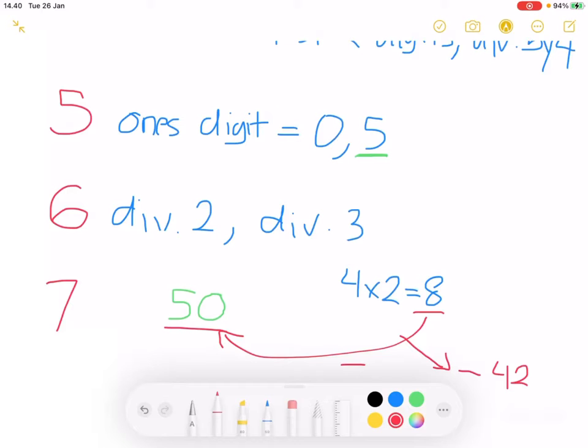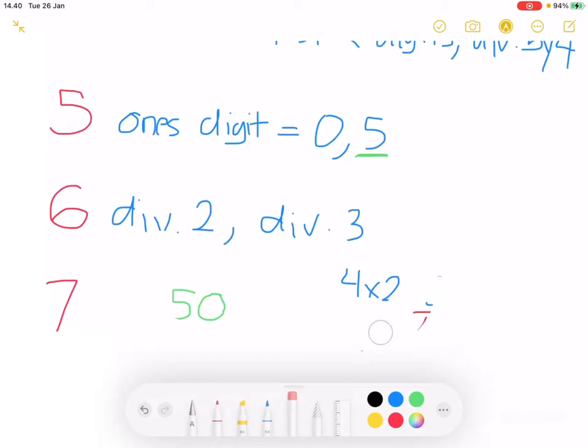It doesn't matter if the result is negative, because if you do it vice versa, you'll get positive 42, which is still divisible by 7, and it doesn't really matter. So we can conclude that 504, which is our original number in this case, is divisible by 7.